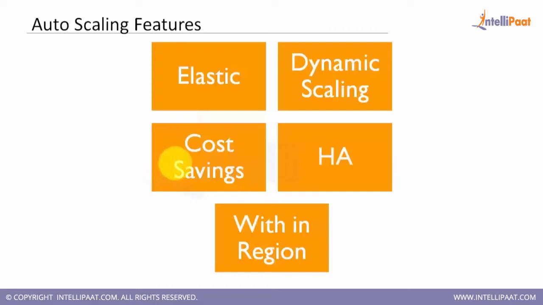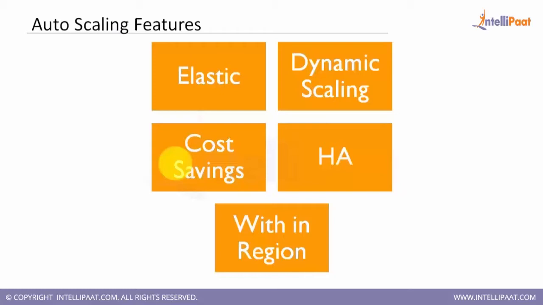So auto scaling is elastic by nature. It can add more compute power elastically, and that's why it helps you in dynamic scaling. You want to add the resource, you want to remove the resource, it helps you for that. And that results in cost savings because you are paying for the resources which are added only when required.